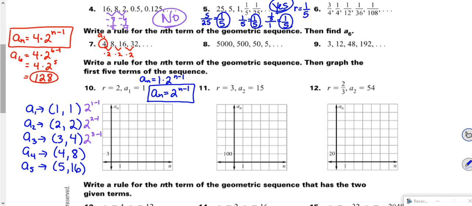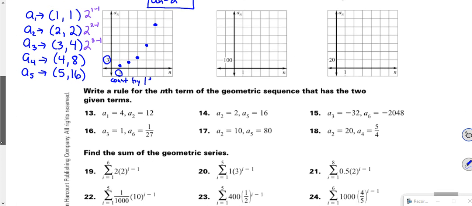So now let's plot those points. So 1, 1. Now, I hate this. You all know this about me. Our x-axis counts by ones, and our y-axis, if you can tell, counts by threes. That drives me crazy, but whatever. So 1, 1 would be about right there. 2, 2, 3, 4, 4, 8, and 5, let's see, 3, 6, 9, 12, 15. So it'd be right about there. So 5, sorry, 16. Those would be my ordered pairs. That's what they're looking for.